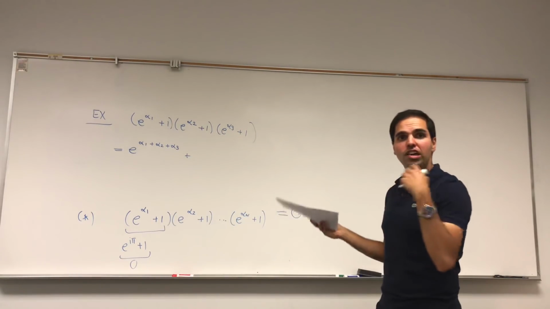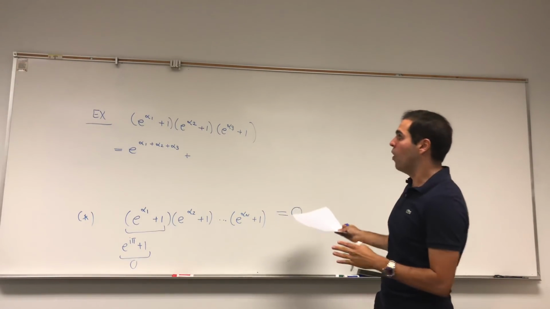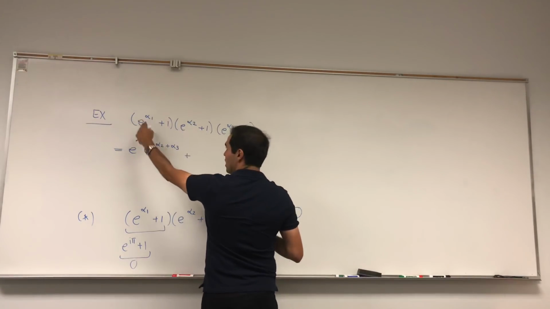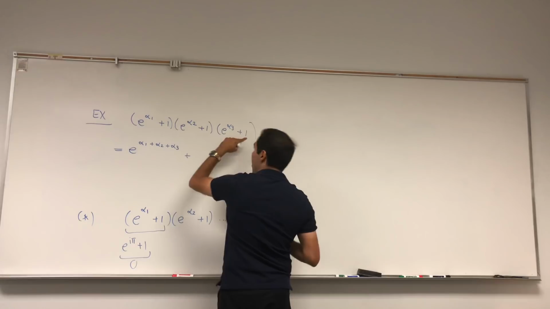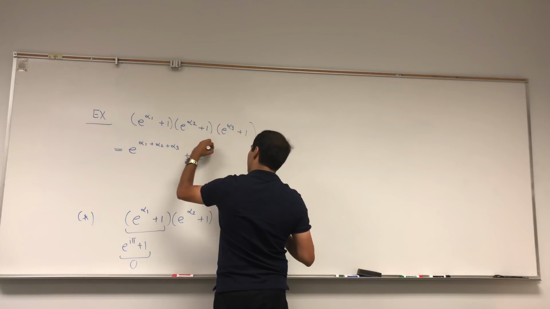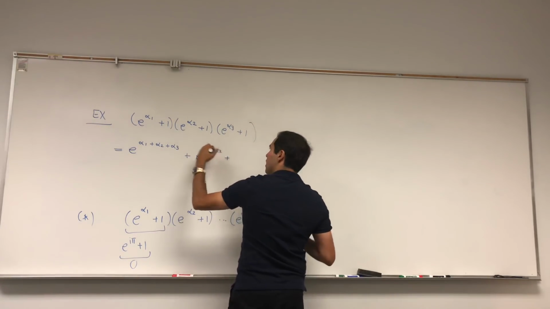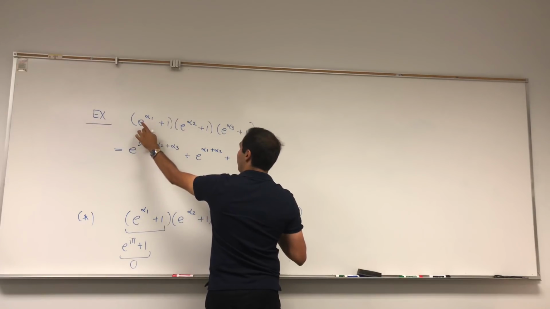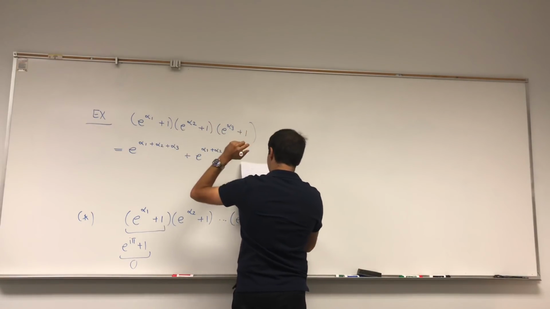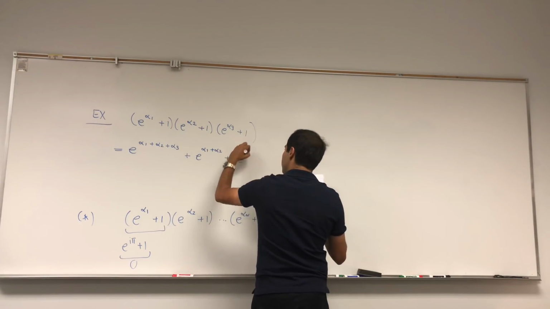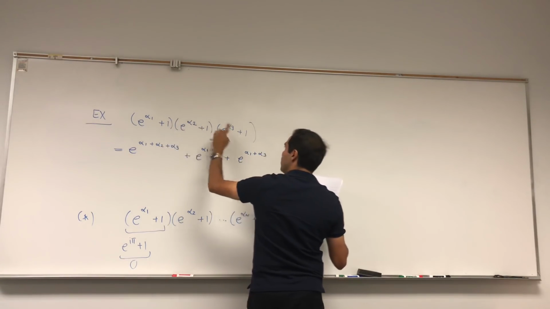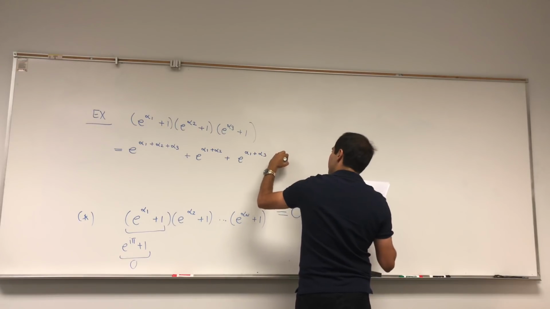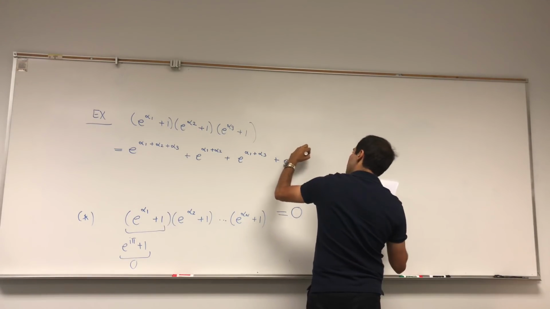On the other hand, you have terms that involve just 1. What I mean is e of alpha 1 times e of alpha 2 times 1, so e of alpha 1 plus alpha 2. And also e of alpha 1 times 1 times e of alpha 3, so it's e of alpha 1 plus alpha 3. And then 1 times e of alpha 2 times e of alpha 3, so e of alpha 2 plus alpha 3.